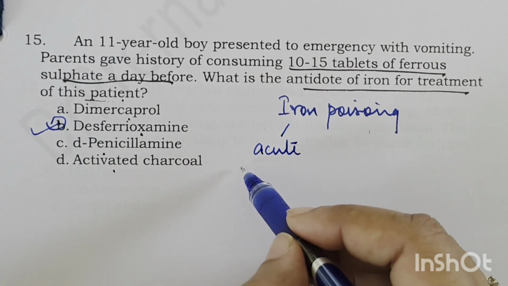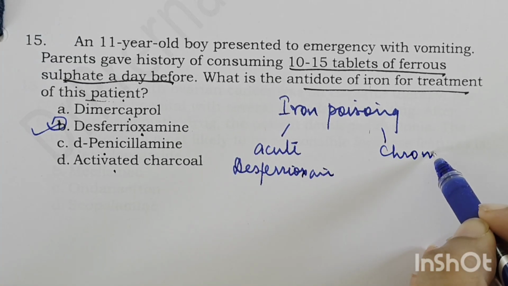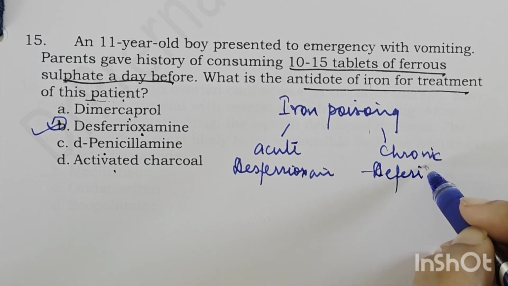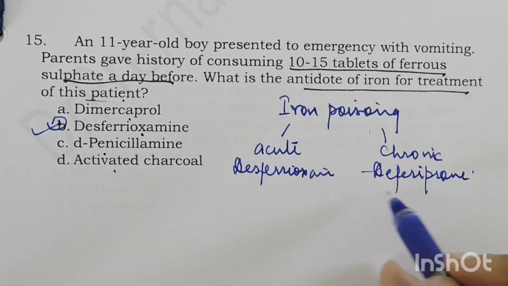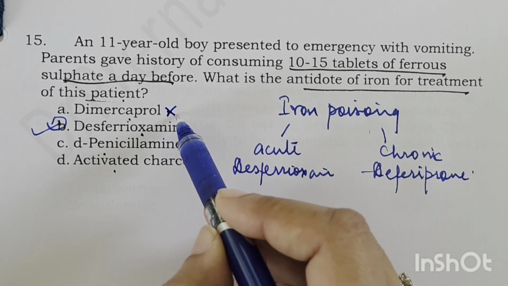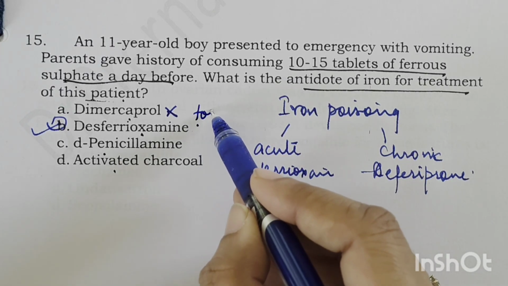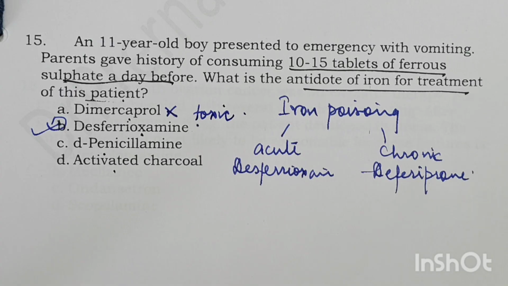तो acute iron poisoning में हम desferrioxamine यूज़ करते हैं. अगर chronic iron overload होता है तो वहाँ पे हम यूज़ करते हैं deferriprone. Right, so this is the choice of antidote for the iron therapy. Dimercaprol is not used in iron poisoning because it causes a complex with iron and that is toxic. So that is why we don't use dimercaprol.